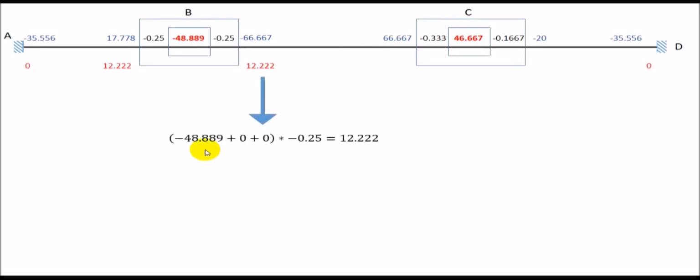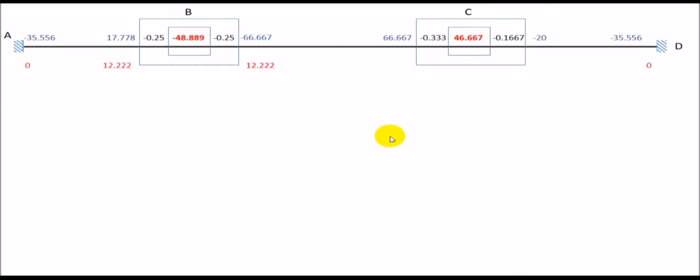Again, it is the same thing. The summation value, that is minus 48.889 summation moment, plus the latest iteration value of left support, that is, since A is to the left of B, the latest iteration value is 0, plus the latest iteration value of the right support, since C is right of B, and the latest iteration value is again nothing, so we'll take it as 0, into minus 0.25, which is the rotation factor of BC. So we get the iteration value of BC, that is 12.222 again. Fine, fair enough.